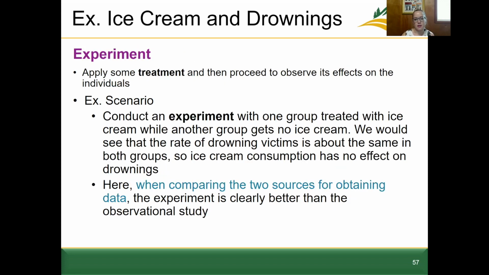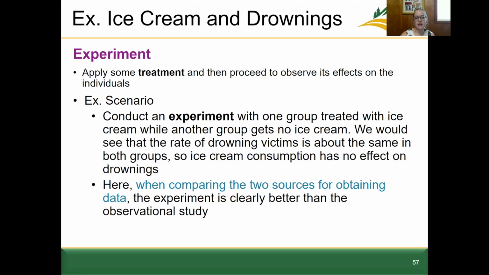Okay, so with an experiment, the scenario again: conduct an experiment with one group treated with ice cream while another group gets no ice cream. And we would see that the rate of drowning victims, again, a morbid example, is about the same in both groups. So ice cream consumption has absolutely no effect on drownings. Here, when comparing the two sources for obtaining data, the experiment version here is clearly better than an observational study.